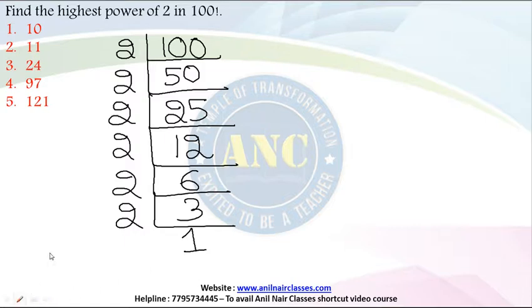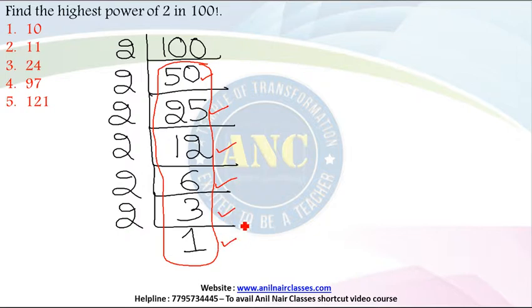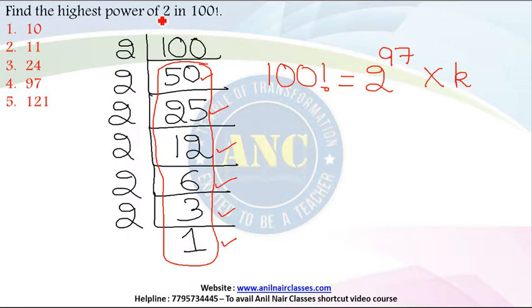Add all the values which are there except 100. If I add all these values, 50 plus 25 is 75, plus 12 is 87, plus 6 is 93, plus 3 is 96, plus 1 is 97. That means 100 factorial can be written as 2 power 97 into some constant. They are asking to find the highest power of 2 in 100 factorial. It is 97. The answer for this question is 97.